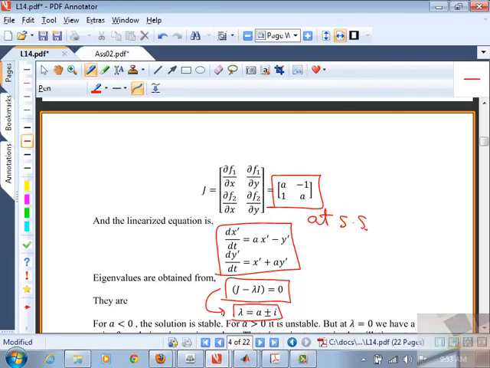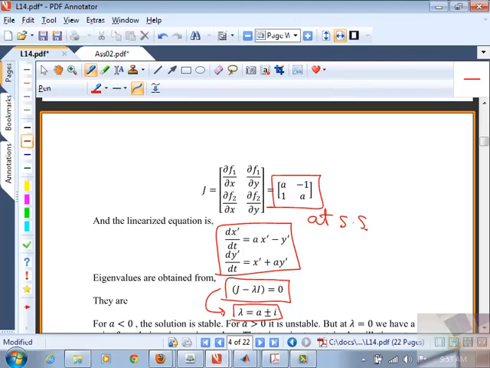So what happens to the solution when A is less than 0? We want the real part to be negative. So when A is negative, it's stable, right? What happens if A is positive? It's unstable. The solution xs ys equal to 0 is unstable.